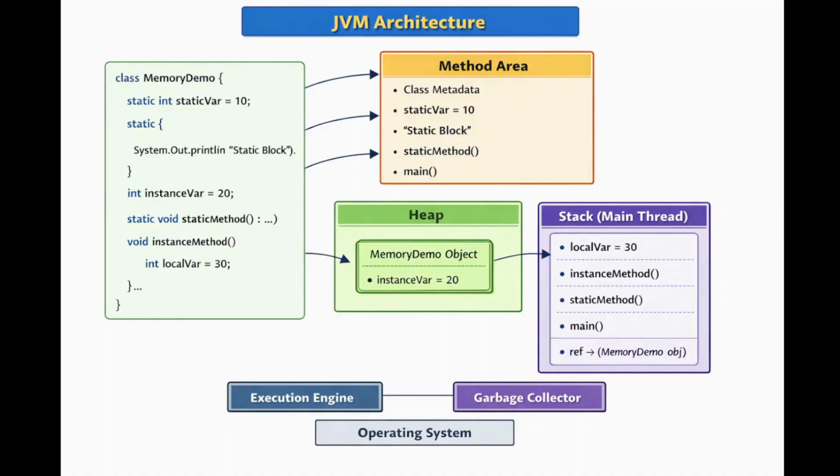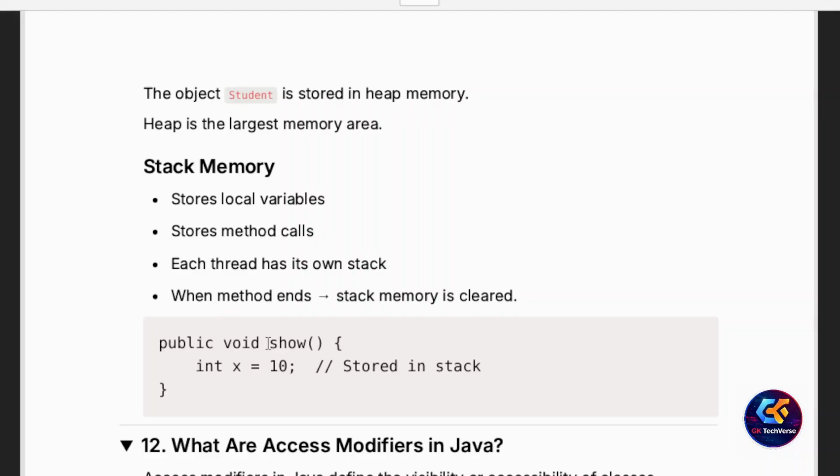Coming to another area, which is stack memory, which stores local variables and method calls. Each thread has its own stack. It's very, very important. And when a method ends, stack memory is cleared automatically. So here these local variables will be stored in the stack memory, and this method, show, will be part of stack memory.